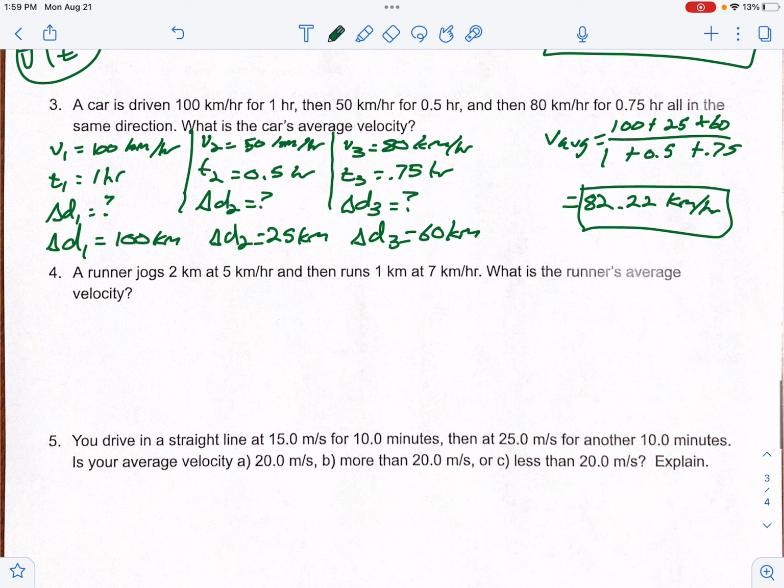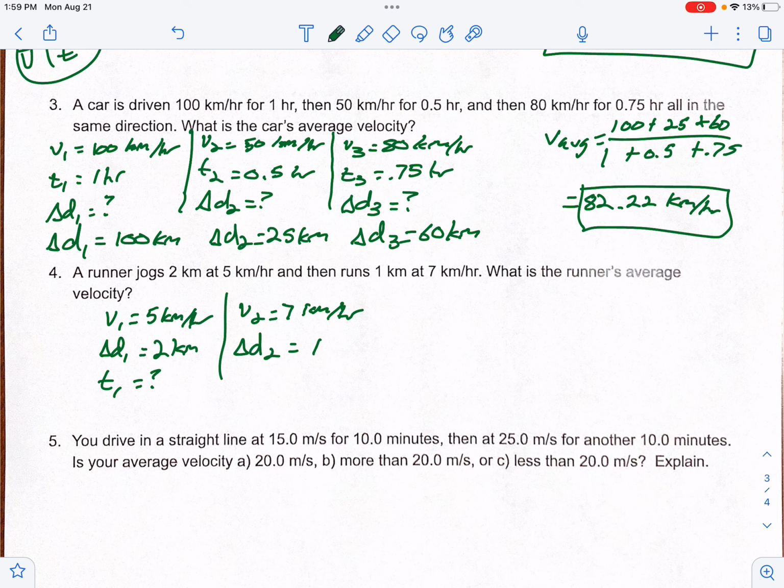4, a runner jogs 2 kilometers at 5 kilometers per hour. Okay, so I gave you velocity 1 is 5 kilometers per hour. I gave you displacement 1 is 2 kilometers. So that means I don't know what time 1 is. So there's a question mark. Then runs 1 kilometer at 7 kilometers per hour. So V2 is 7 kilometers per hour. My D2 is 1 kilometer. And my T2, I don't know.